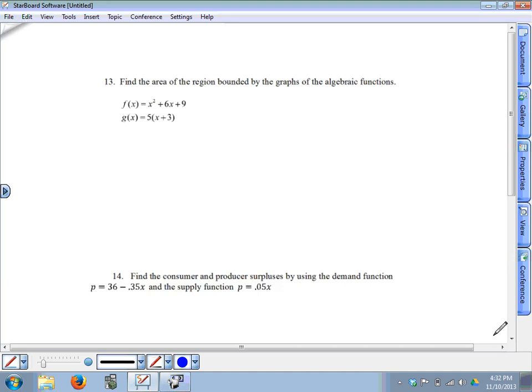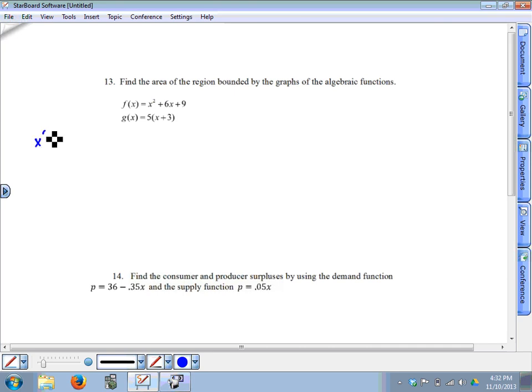Okay. To find the area between two curves, we need to find a definite integral, but we have to have the bounds of integration. Sometimes the bounds are given, sometimes we have to find where the two graphs intersect each other to form that bounded region. So since the bounds of integration are not given, we've got to set the two functions equal to each other.